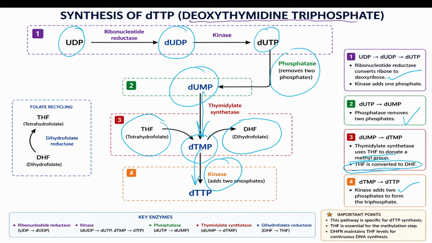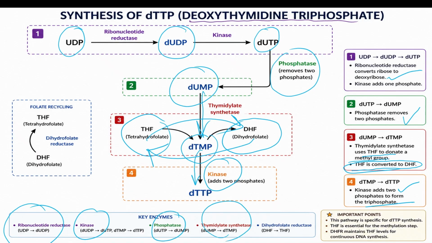So kinase adds two phosphates to form the triphosphate, and the tetrahydrofolate that was converted into dihydrofolate will be converted again into tetrahydrofolate. The enzymes are mentioned at the end of the slide. First is ribonucleotide reductase, then kinase, then phosphatase, then thymidylate synthase. What is the role of thymidylate synthase? It adds a methyl group from tetrahydrofolate to deoxyuridine monophosphate. And then at the end is dihydrofolate reductase, which will convert the dihydrofolate back to tetrahydrofolate.